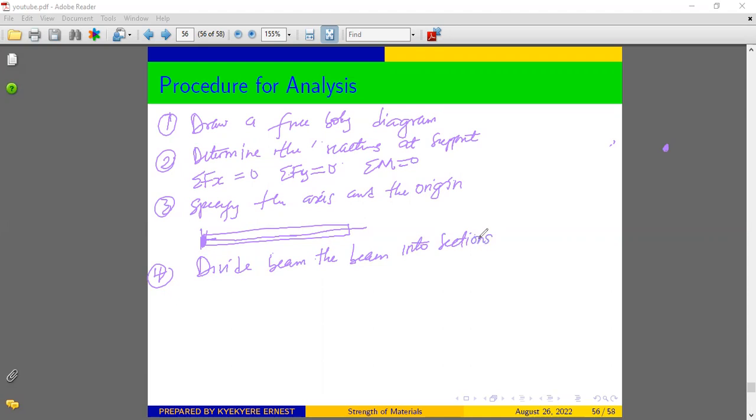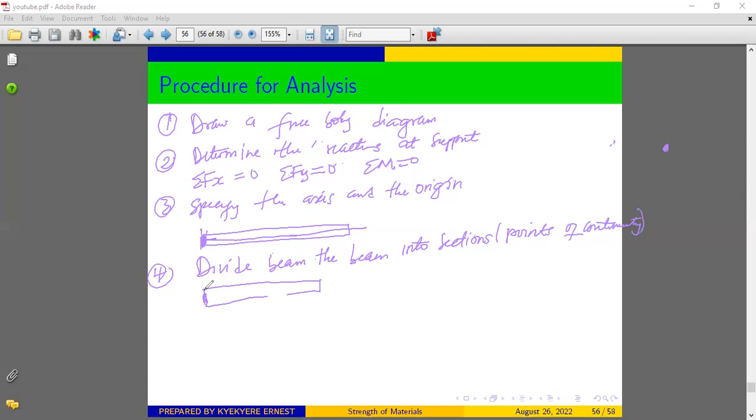Divide the beam into sections, and you divide into sections according to the points of continuity. So where does this point of continuity take place? Anytime you encounter a new force, there is a point of discontinuity. We said that you start from the far left.